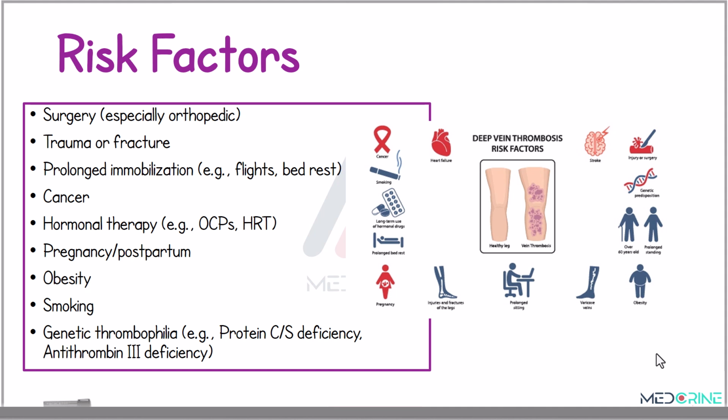Understanding the risk factors for deep vein thrombosis is vital for both prevention and clinical suspicion. These risk factors include recent surgery, trauma or a fracture, prolonged immobilization, for example during flights and bed rest, cancers or malignancy, hormonotherapy, pregnancy, obesity, smoking, and genetic thrombophilia, for example protein C and S deficiency and antithrombin 3 deficiency.